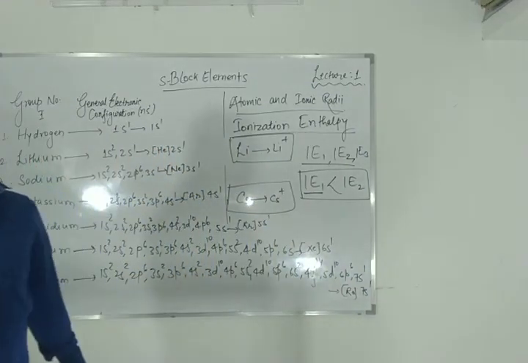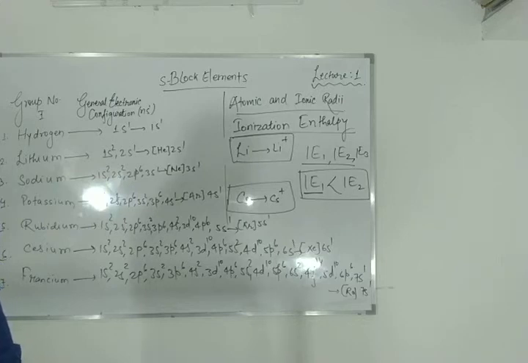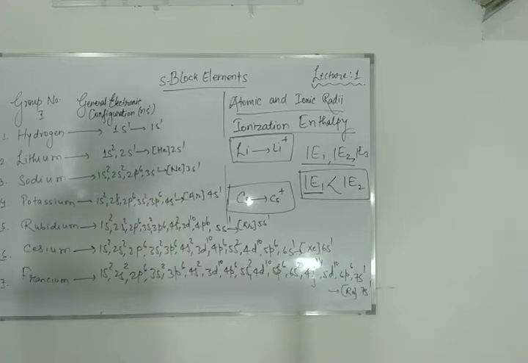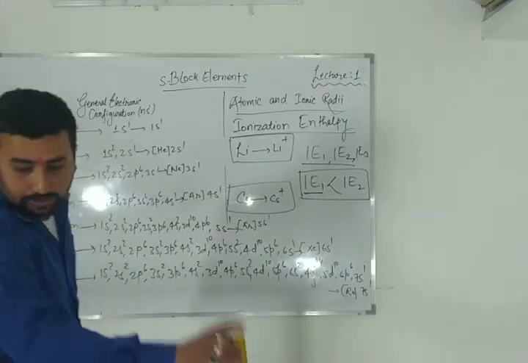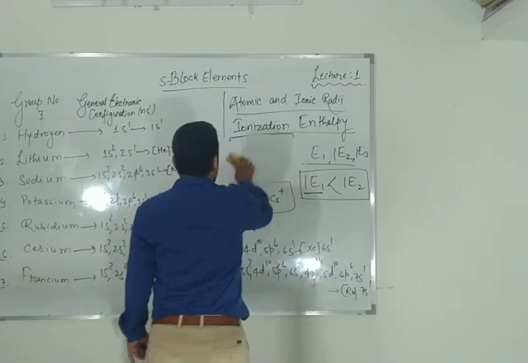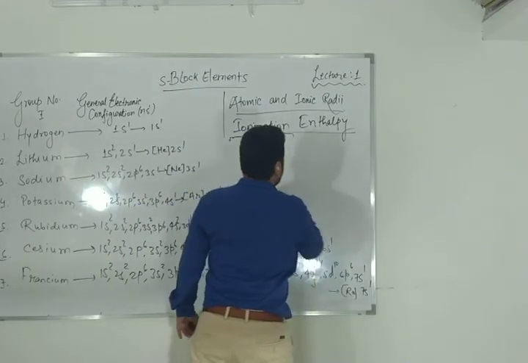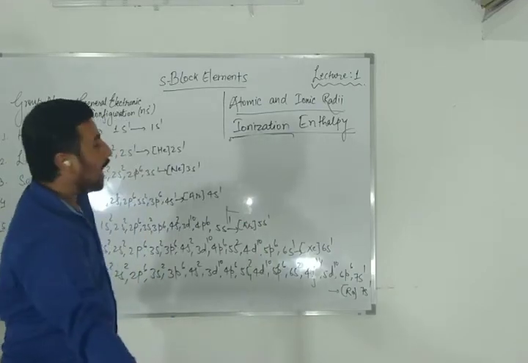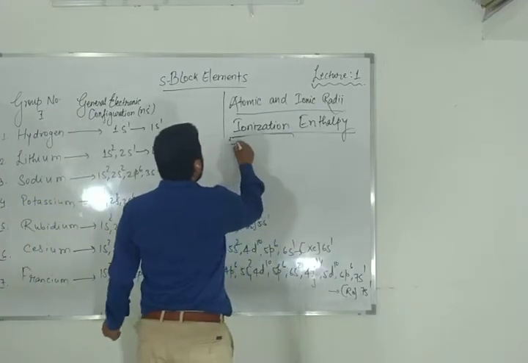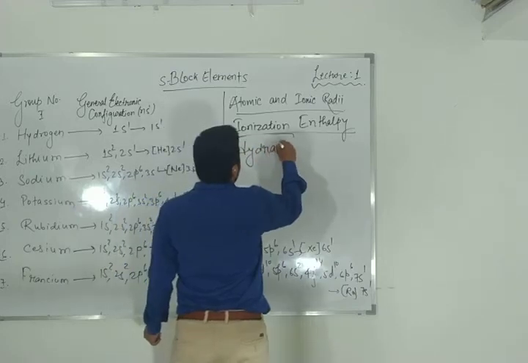Now last one, before moving towards the physical properties, I would like to show you the hydration enthalpy. Do you know hydration? The hydration enthalpy of all the alkali metal ions decreases with increase in ionic size. Just let me write hydration enthalpy. Now the third property is hydration enthalpy. That was ionization. Now we are talking about hydration enthalpy.